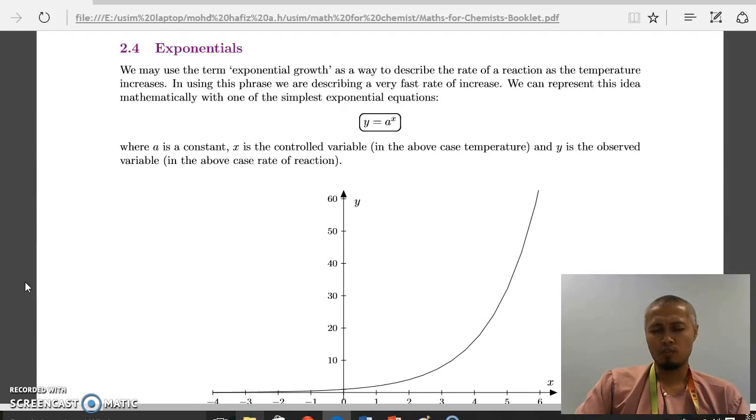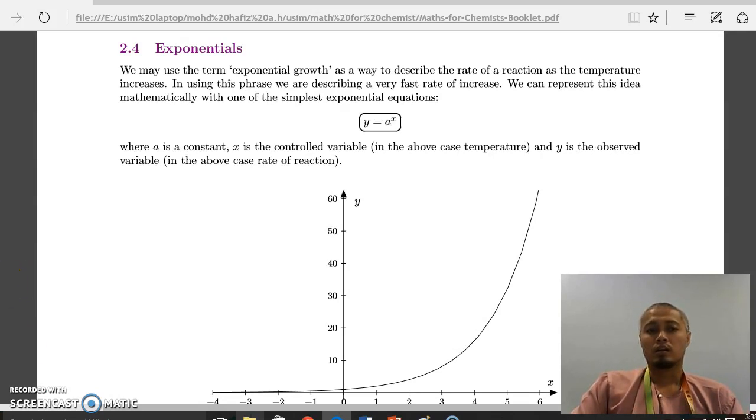I bet all of you already know what exponential is because you have learned it during your secondary school. However, today we are going to recall a little bit about this topic, and later on we are going to relate it with chemistry.